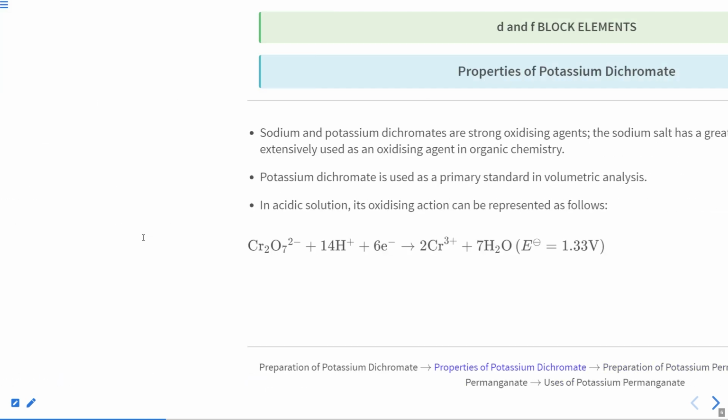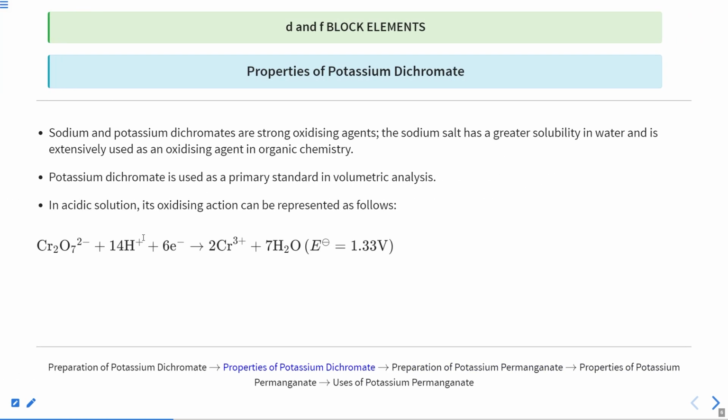Now, if you talk about the reduction potential of this, it is approximately 1.33, which is positive. So in acidic solution, its oxidizing action can be represented as follows. Sodium and potassium dichromate are strong oxidizing agents because they are in the higher oxidation state. So they can go to a lower oxidation state of +3, for example. Here you can see that we have +6 going to +3, meaning 2 Cr are accepting 6 electrons in total, and we are going to 2 Cr3+.